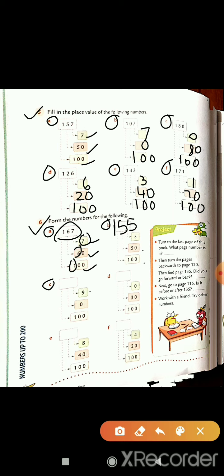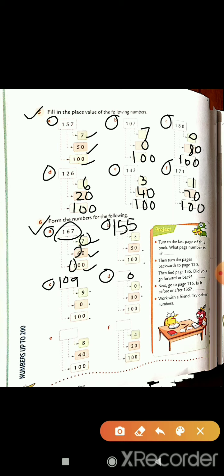Next, C. 9 place value is given, means at the place of ones we have to write 9. 0 place value means we have to write just 0 at the place of tens. 100, so at the place of 100 we'll write 1. So our number is 109.